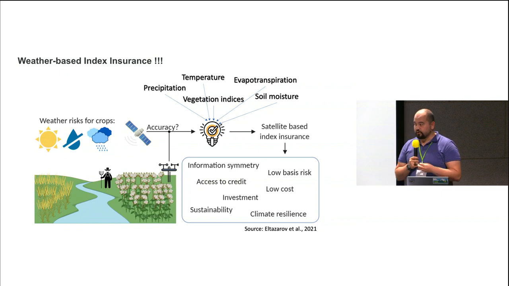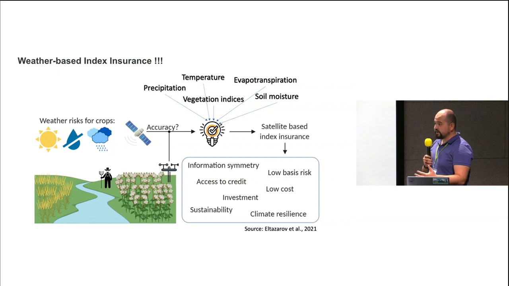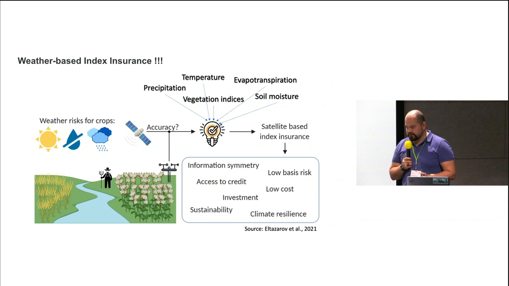As a potential solution to deal with the data limitations in such regions, using satellite-based information has been suggested. And for satellite-based remote sensing, we did a systematic review of globally available satellite information and checked their accuracy and ability to detect extreme weather events and to design index insurance products. For analysis, we used multiple satellite-based information like precipitation, temperature, vegetation indexes, evapotranspiration, and soil moisture.